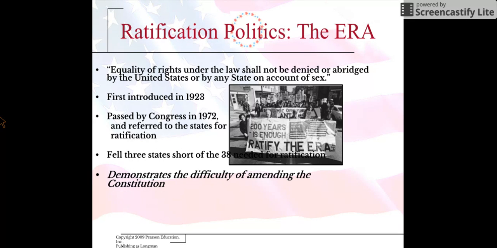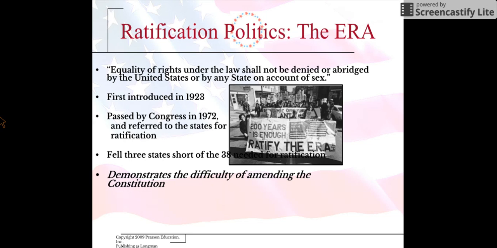It got introduced in 1923. Congress actually passes it in 1972. But the states don't ratify it. In fact, it was only 3 states short of being ratified. And the interesting thing here is it was actually a group of conservative women who fought back against it. They claimed that under the ERA the government would be able to make women leave their homes and have to work and change the traditional family structure. And so it was actually a conservative backlash against it that made it fall three votes short.